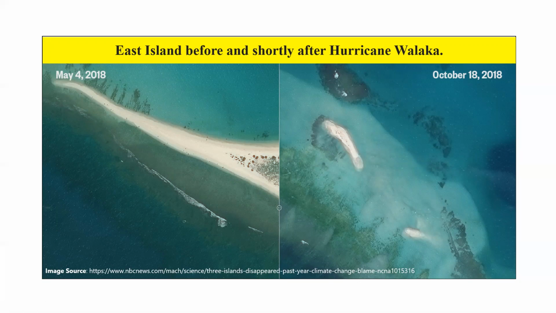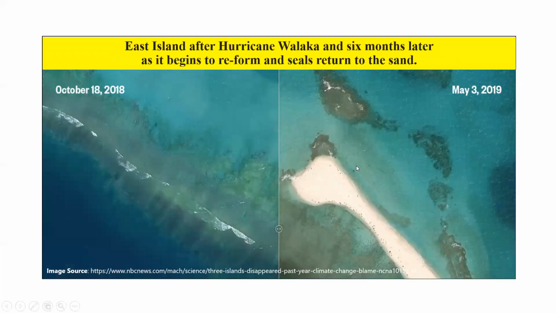Okay, so it's East Island, a Pacific Island rather, which was photographed before and shortly after Hurricane Walaka happened. So during May 4, as you can see, the sandbar is still visible, but after the typhoon hit this island, only a small portion of the island is visible. Okay, so it's very fortunate that on the 3rd of May 2019, the island begins to reform.